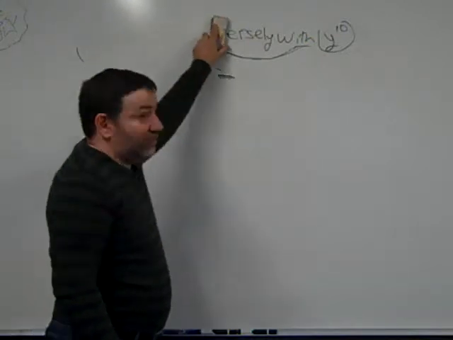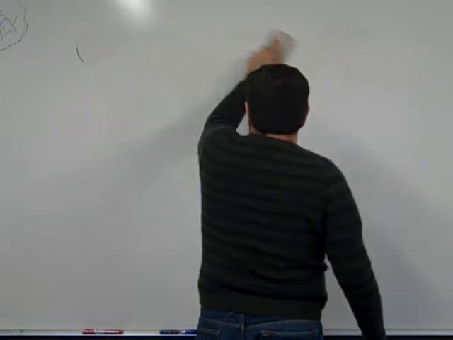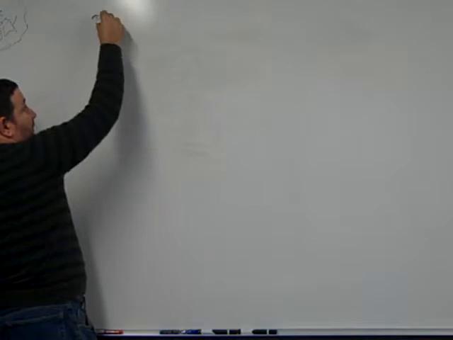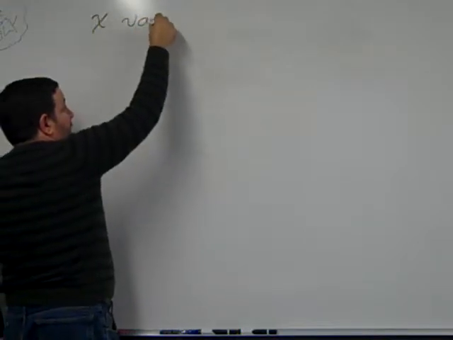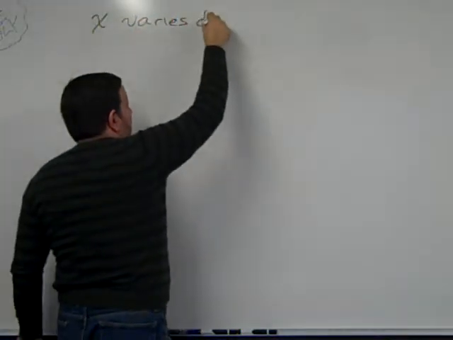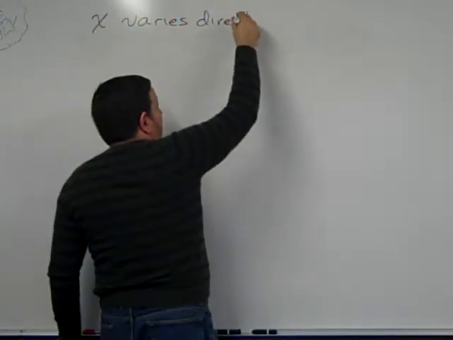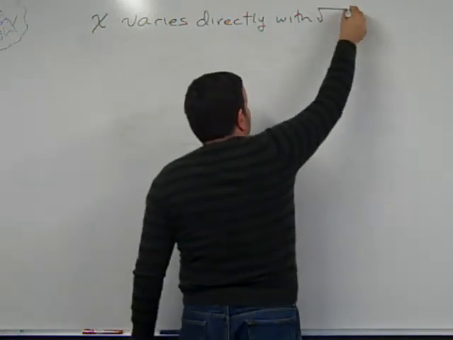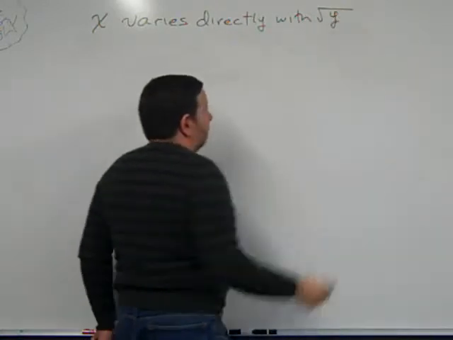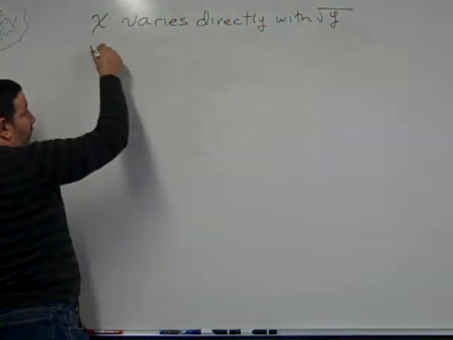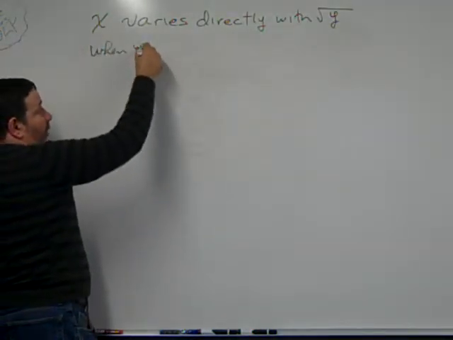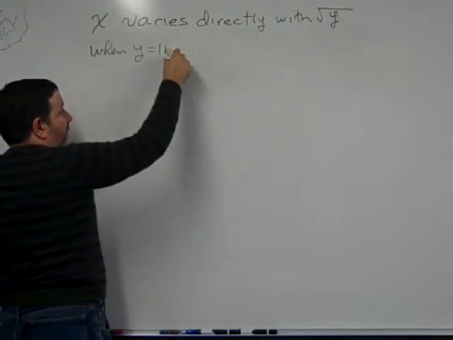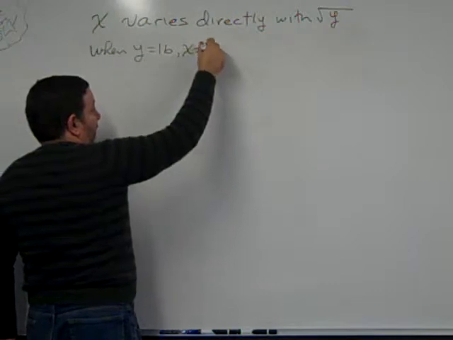Let us do a couple of problems. Suppose you're told that x varies directly with the square root of y. And when y is equal to 16, x is 12.